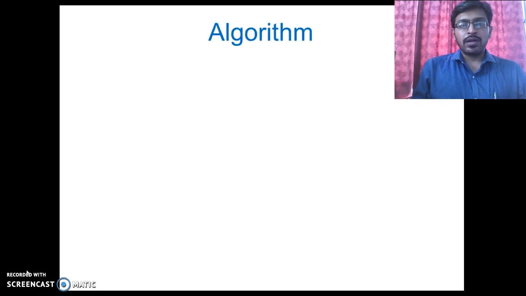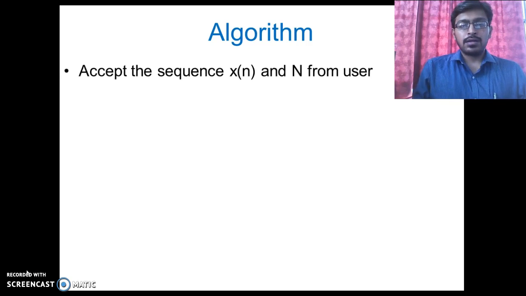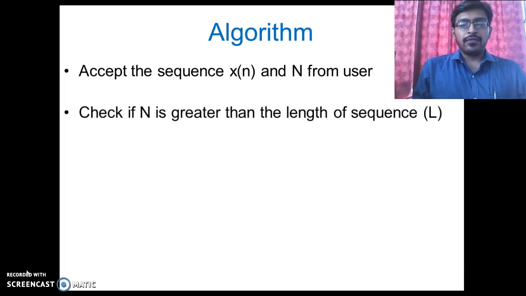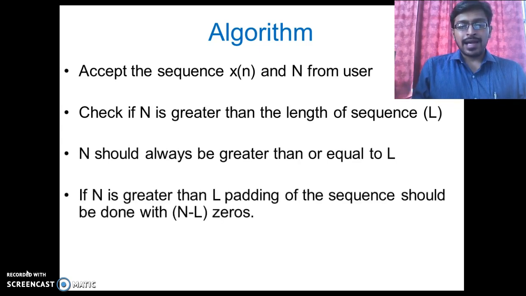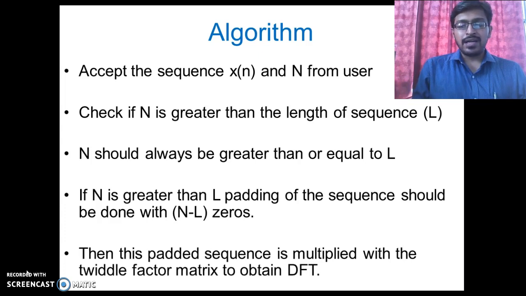Now we'll see the algorithm for writing a MATLAB program for obtaining DFT of a sequence. First of all, we will accept the sequence x of n and capital N, that is the number of points in the DFT, from the user. Then we'll check if capital N is greater than the length of the sequence or not. If capital N is less than L, then time domain aliasing will occur. So capital N should always be greater than or equal to capital L. If capital N is greater than L, then the padding of the sequence should be done with N minus L zeros. After the sequence is padded, it is multiplied with the twiddle factor matrix to obtain the DFT. So this is the algorithm by which we can implement a MATLAB program for obtaining DFT of a sequence.